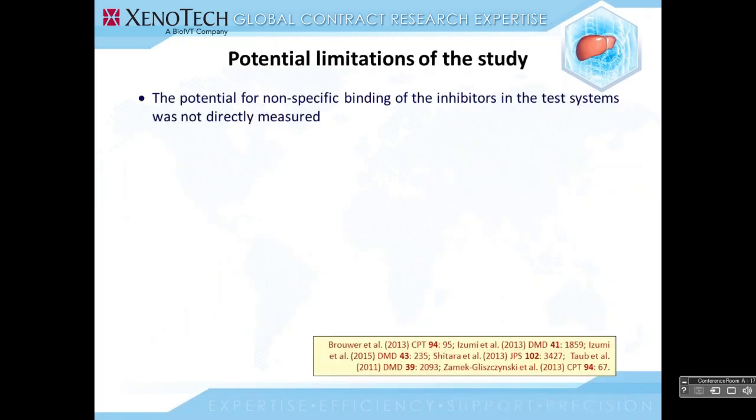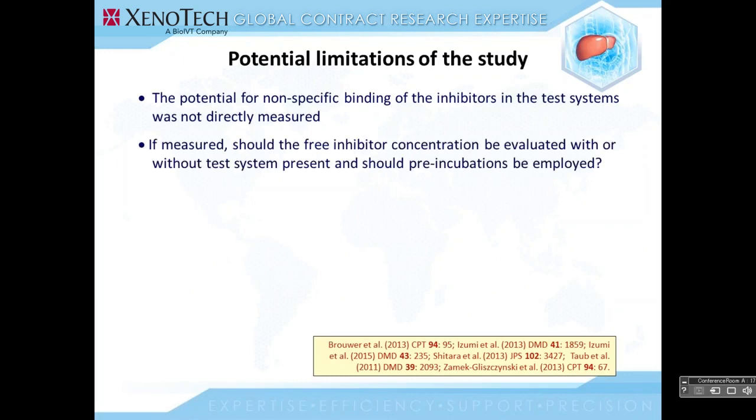So we do need to note some of the potential limitations of the study. There is the potential for nonspecific binding of the inhibitors. We know that these are highly protein bound in vivo. We did not directly measure this, and we asked ourselves whether or not we should. And the question we need to ask ourselves, if we try to measure the free inhibitor concentration, is should it be evaluated with or without the test system present?